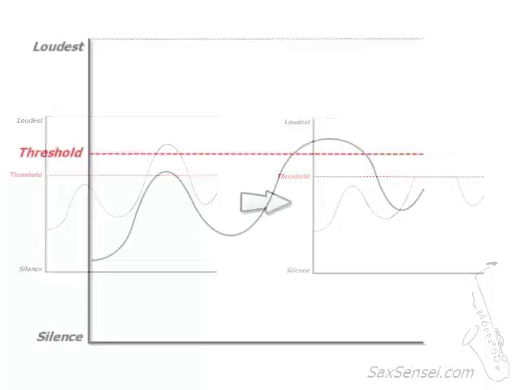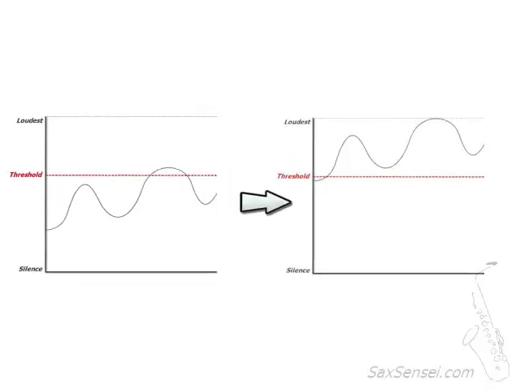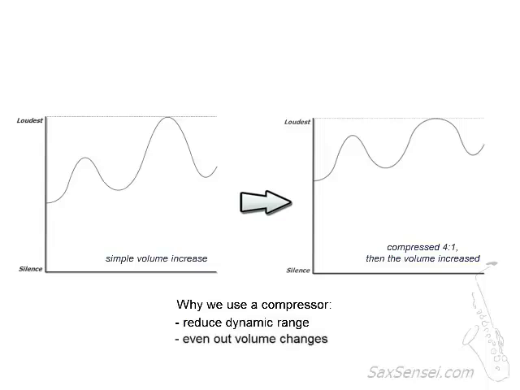Let's go back to the signal that was compressed 4 to 1. By squashing down the loud parts, we now have more headroom and can increase the volume by quite a bit more. If we compare this new signal with our original attempt to increase the volume, we can see that the loud bits are just as loud, but the quiet bits are much louder. So, to recap, a compressor reduces the dynamic range of a signal, evening out the changes in volume, letting us make the quiet bits louder, but without affecting the loud bits too much.